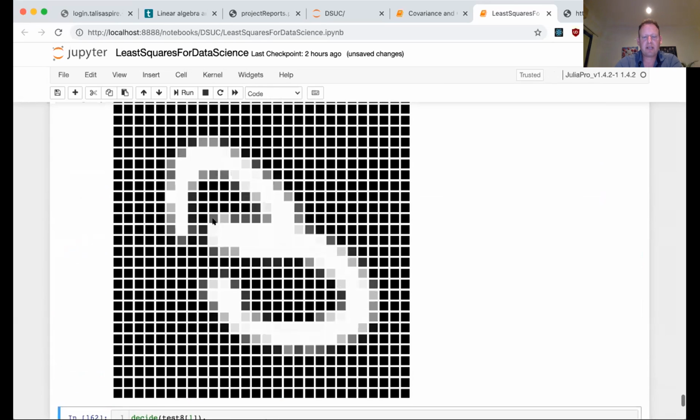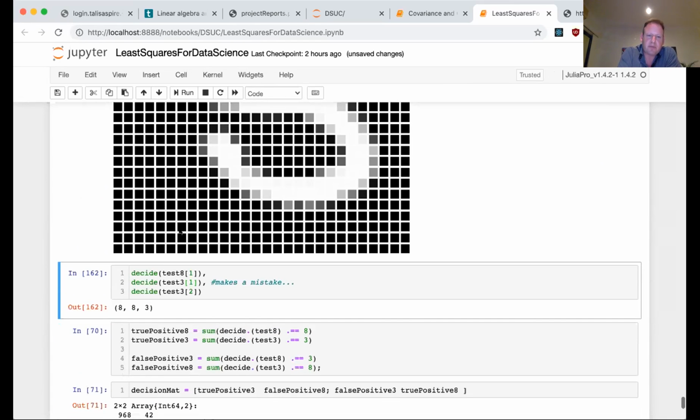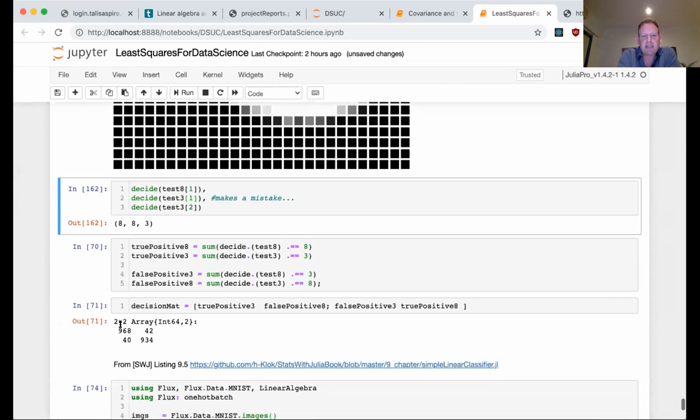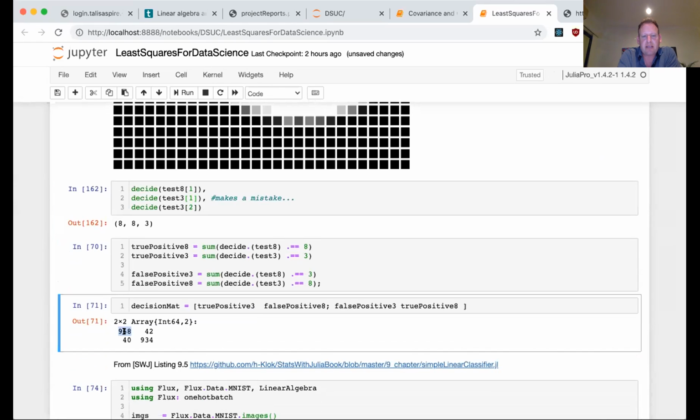Look at what the first 3 looks like. The first 3 looks like this, and our classifier thought it's an 8. Dummy classifier. Well, we're smarter. Good, we know how to see numbers. And if we count, we get this, which says that we classified 968 of the 3s as 3s, and these were 8s, and vice versa. This is a confusion matrix, and our story pretty much ends here.